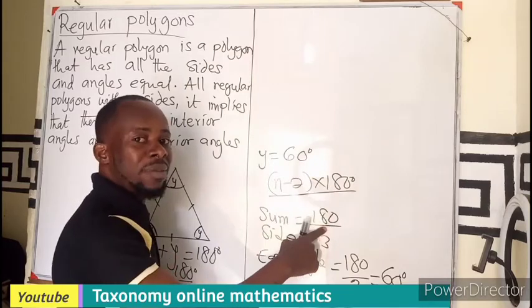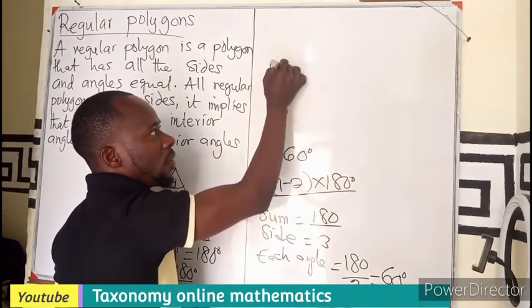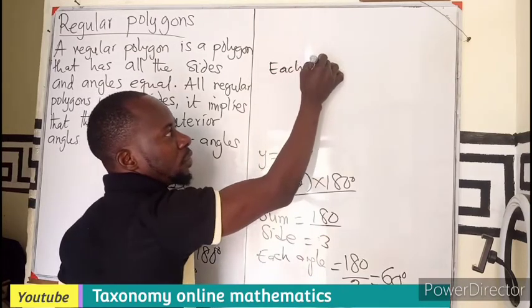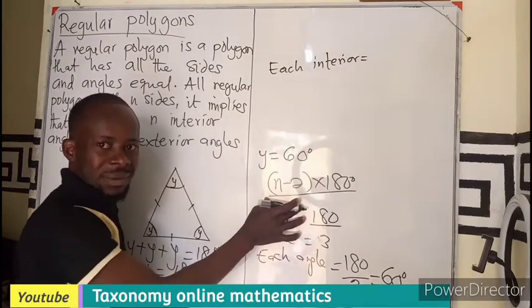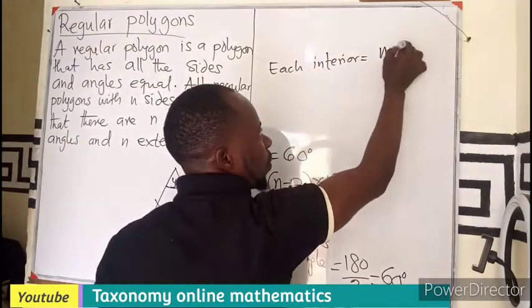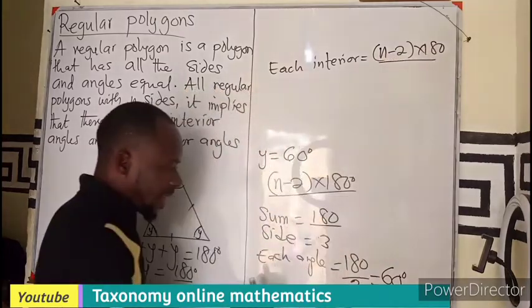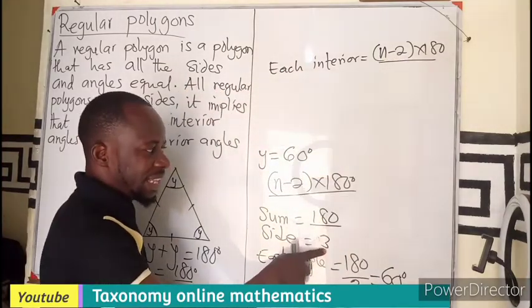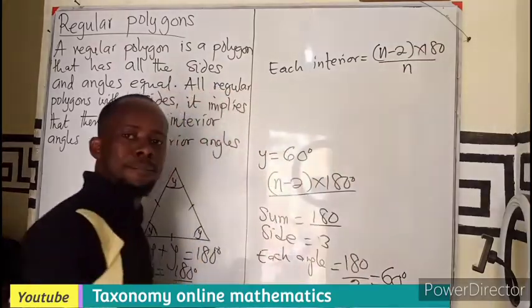1 times this will give me this. So the sum is this. So if I'm looking for each of the interior angle from this, it will be divided by what? 3. In this case, the 3 is what? Number of sides. So I have this.